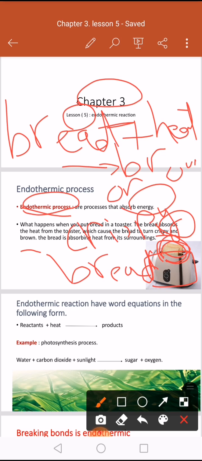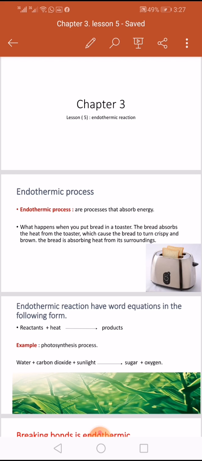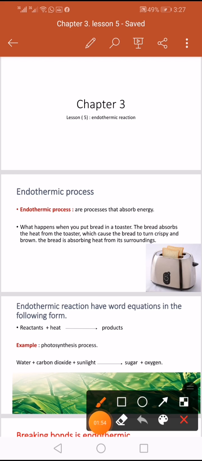So in this reaction, the bread or toast reacts with or absorbs heat from the toaster and turns into brown bread or crispy bread. So this is a reaction that happened. A new substance is formed. This new substance is crispy and brown. Brown bread is a new substance.